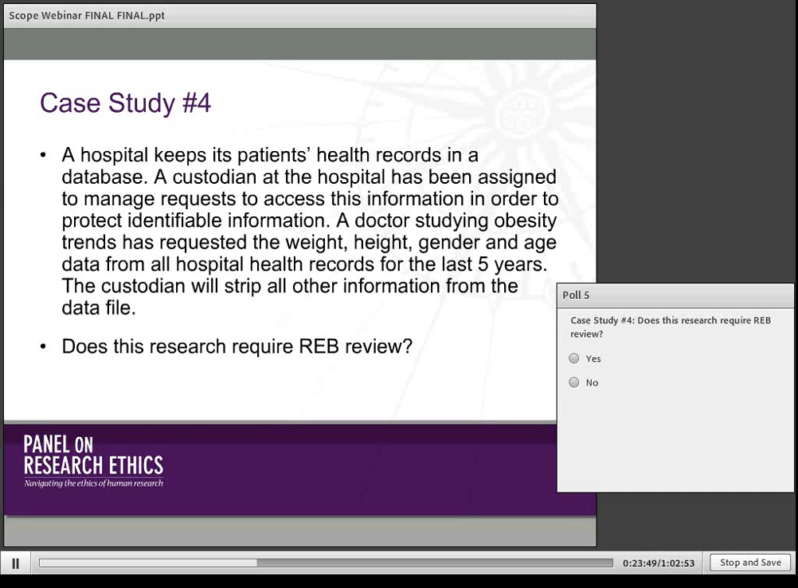So I've opened up a polling window for those of you that are on the phone. I'm not yet broadcasting the results. The polling question is, does this research require REB review? About 30 people, 40, 50 people now have responded. I'm now going to broadcast the results of the poll, and you can see that about 65% of the webinar polling respondents believe that this is research that requires REB review, and about 33% believe that it is research that does not require REB review.